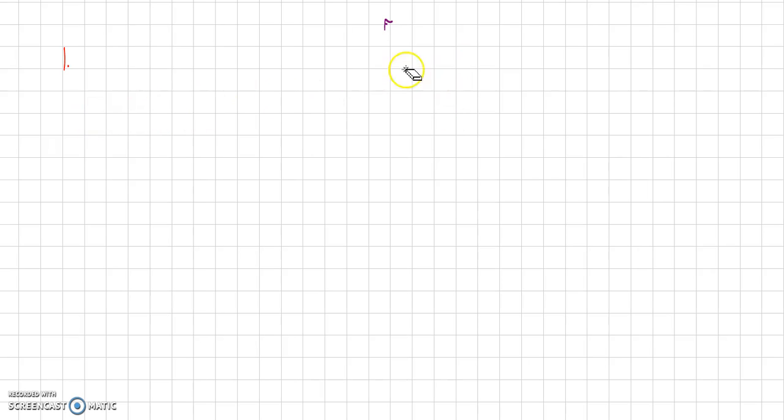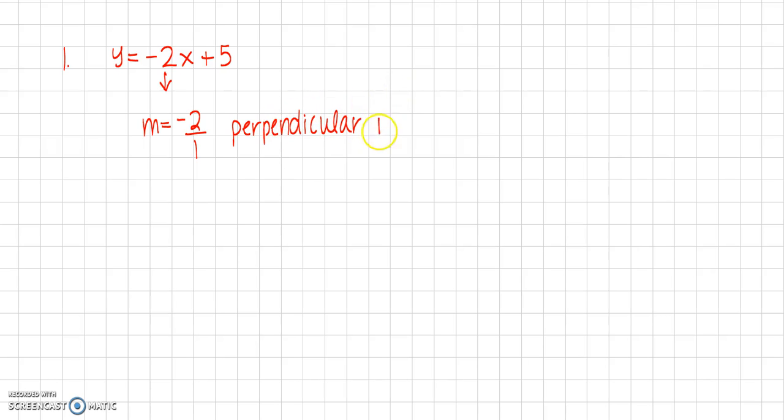So looking at the equation, y equals negative 2x plus 5, our slope is negative 2 over 1. The slope of the line that's perpendicular to that is going to have the opposite sign. So it's going to be a positive, but the numbers are also flipped. So our slope of our new line is positive 1/2.